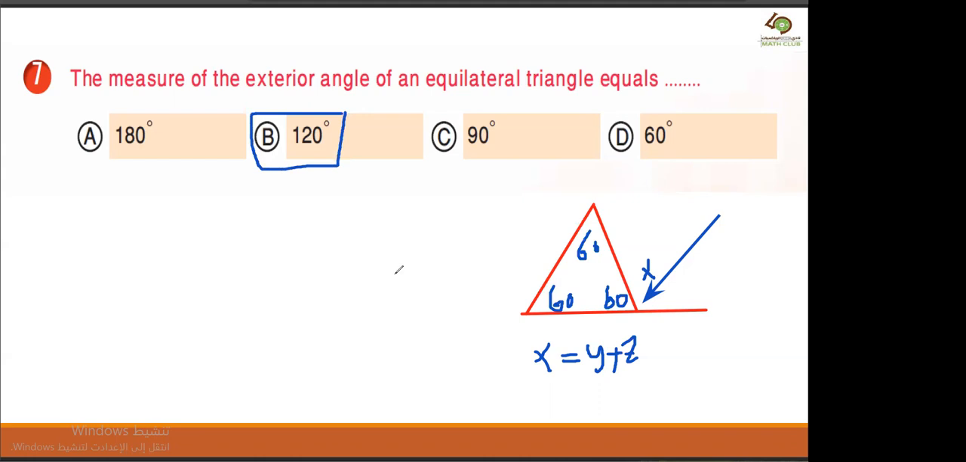Is it clear, Ali Shabraka? Muhammad Ibrahim, is it clear, my student?